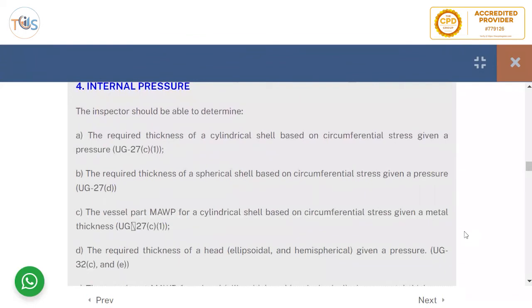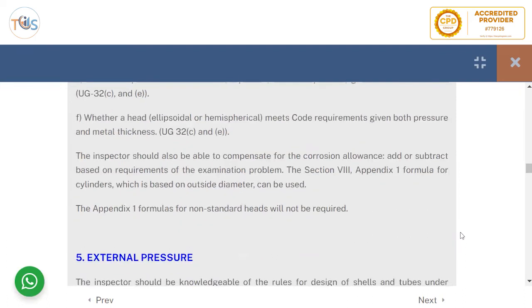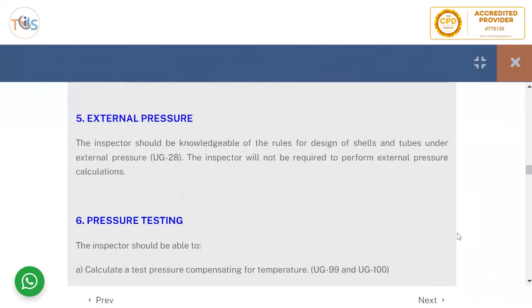For internal pressure, you need to always refer to UG-27. In the exam, we have always brought this mock exam question, and we will let you see how that is done. Then for ellipsoidal and hemispherical heads, you need to go to UG-32, and external pressure is UG-28, but there will be no calculation for that. Some very rare vessels do not have internal pressure, but are just under water, and the pressure is applied from outside.